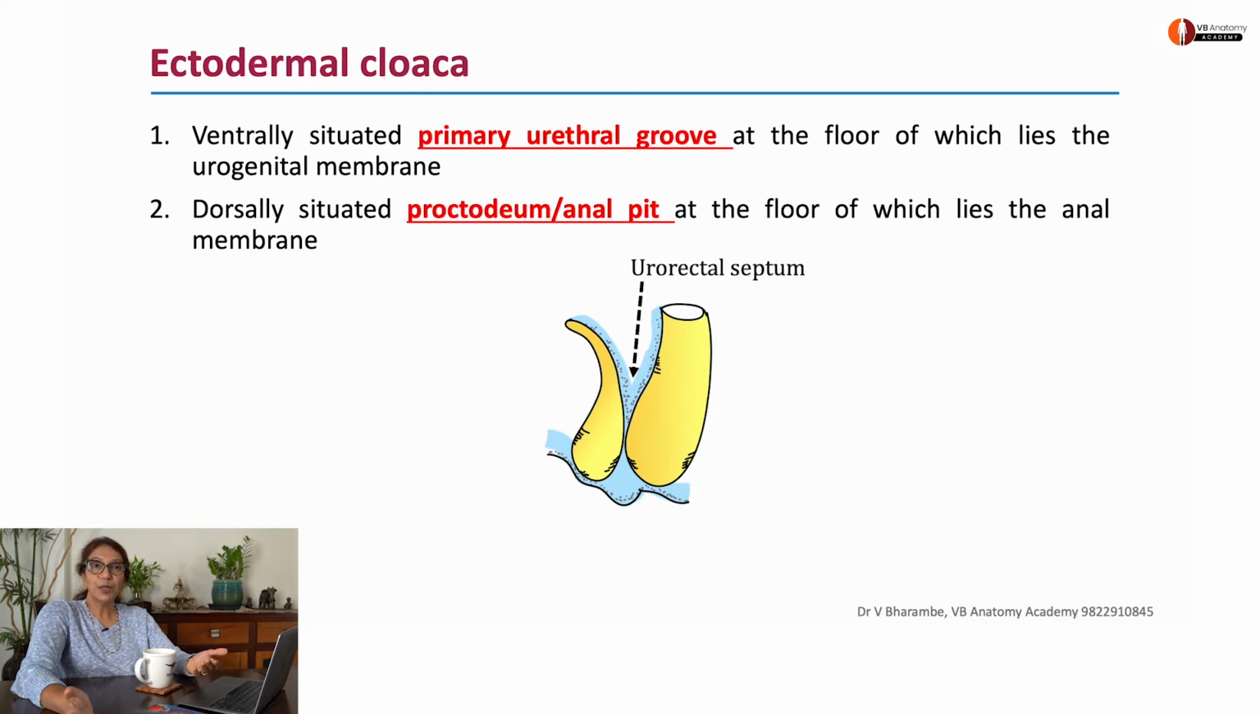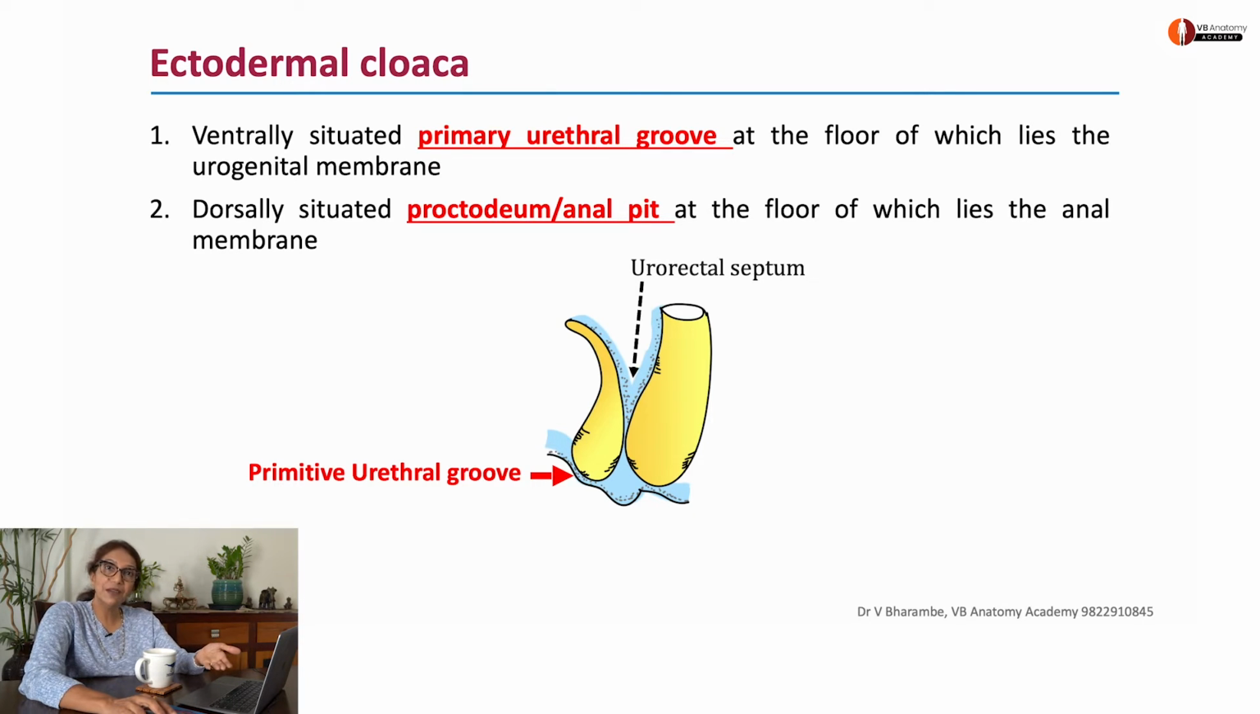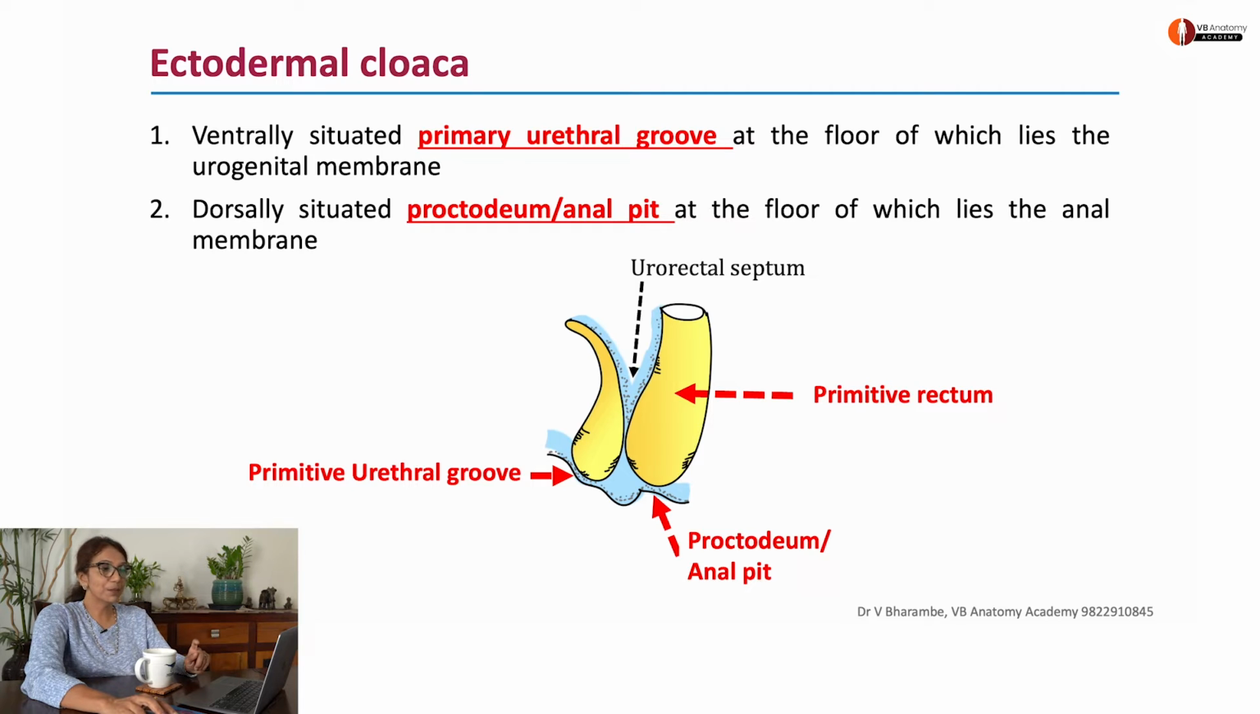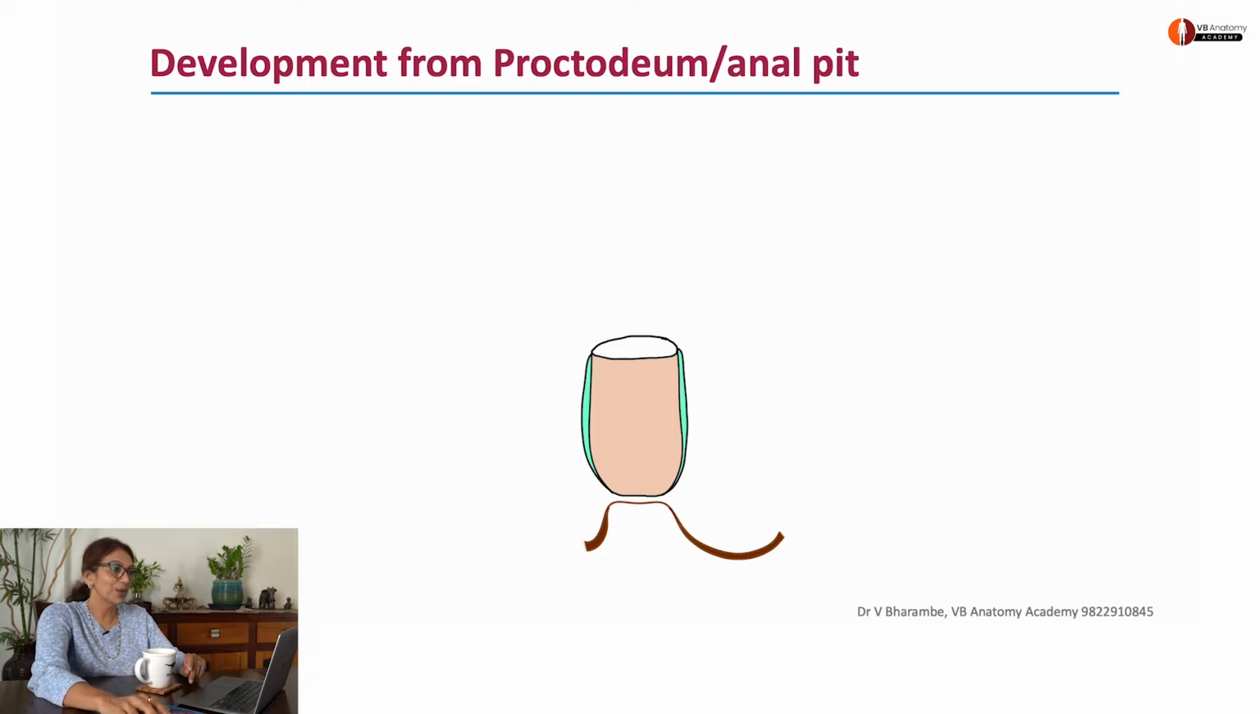So what about the ectodermal cloaca? That too must divide. So now the ectodermal cloaca also gets divided into a ventrally placed primitive urethral groove and a dorsally placed proctodeum or the anal pit. So we have a primitive rectum, a proctodeum or anal pit separated by an anal membrane. Finally, we have the structures that are going to develop to form the rectum and anal canal. So let's see how quickly it forms now, okay? So here you're seeing endodermal cloaca, here you're seeing anal membrane, and here you're seeing the proctodeum.